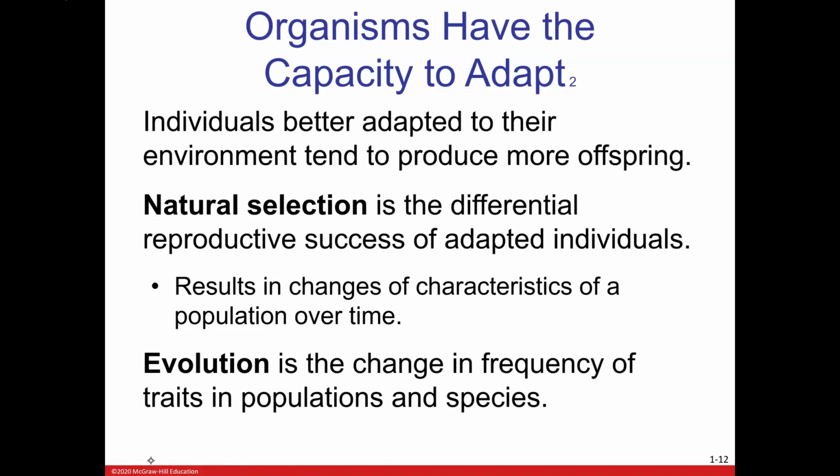And this leads us to this process called natural selection. Natural selection is the ability to be better adapted. So if you're better adapted to the environment, you're more likely to be able to reproduce, and your genes will be the more common genes in the environment. Natural selection leads to evolution. Evolution is the change in frequency of traits within a population and a species.